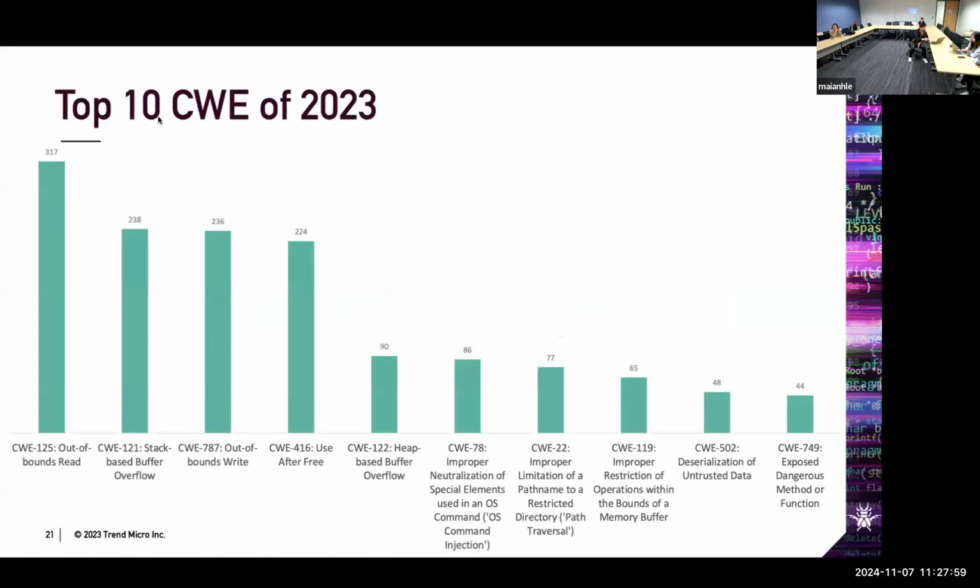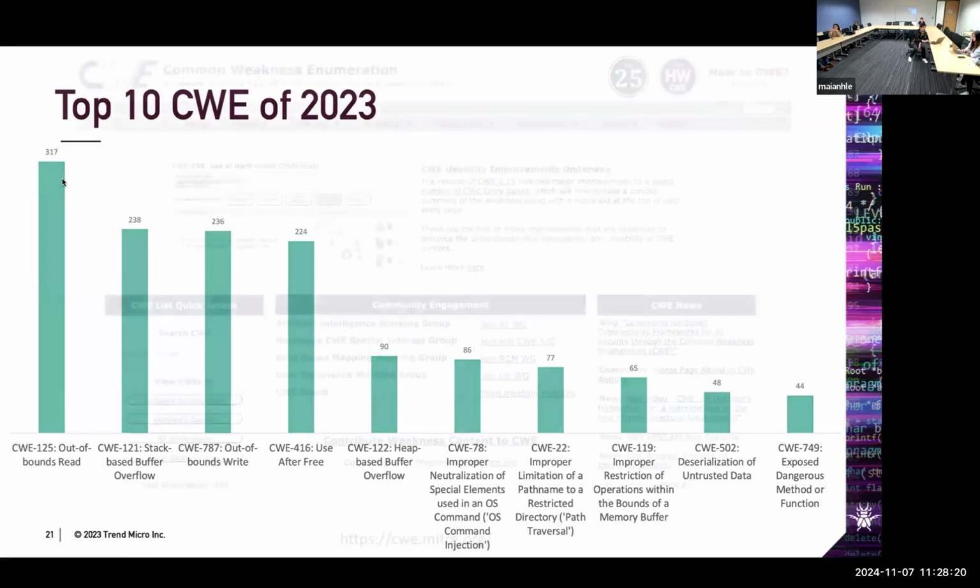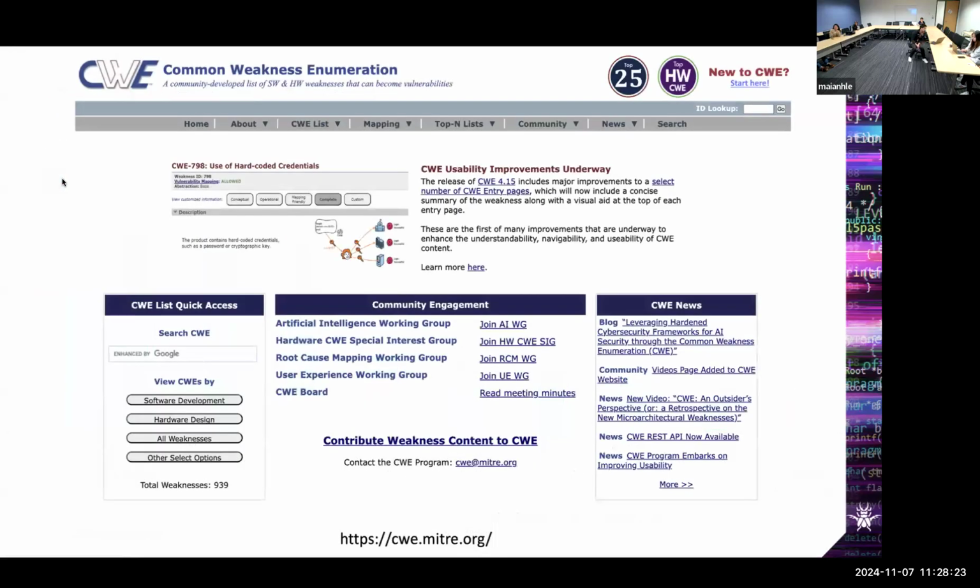I want to talk a little bit about the bugs that we acquired through the program. These are the top 10 CWEs of bugs that we purchased. We can see CWE-125, out-of-bounds reads, is the most popular. The second one is stack-based buffer overflow. So you may ask, what is a CWE?